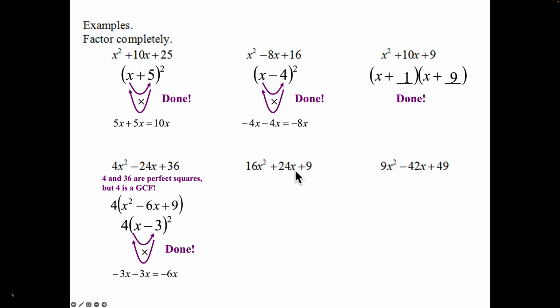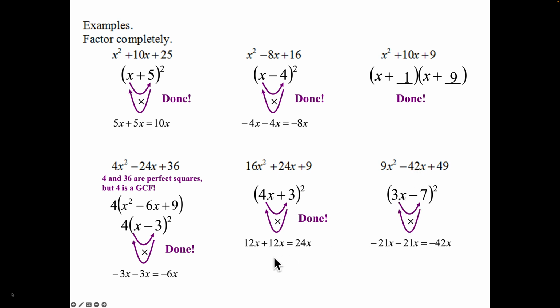16x squared plus 24x plus 9, perfect square. I'm thinking 4x plus 3. Middle term check, 4x times 3 is 12x, doubled, 24x, I'm done. 9x squared minus 42x plus 49, perfect square. How about a 3x minus 7? Binomial squared. Middle term check. 3x times minus 7 is minus 21, doubled, minus 42x. It checks out. It's done.